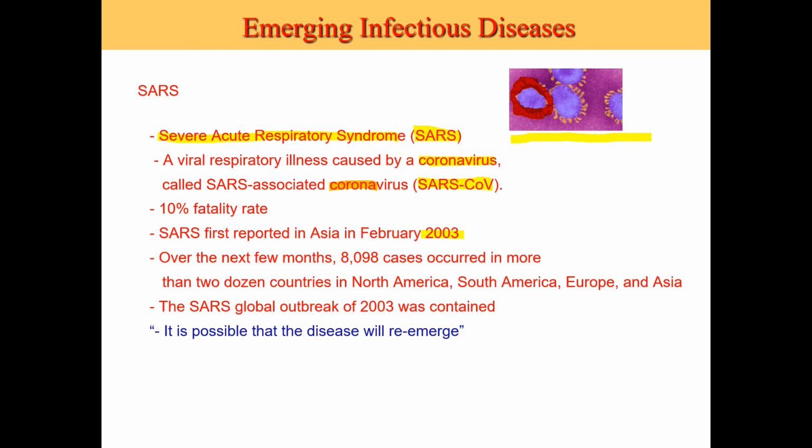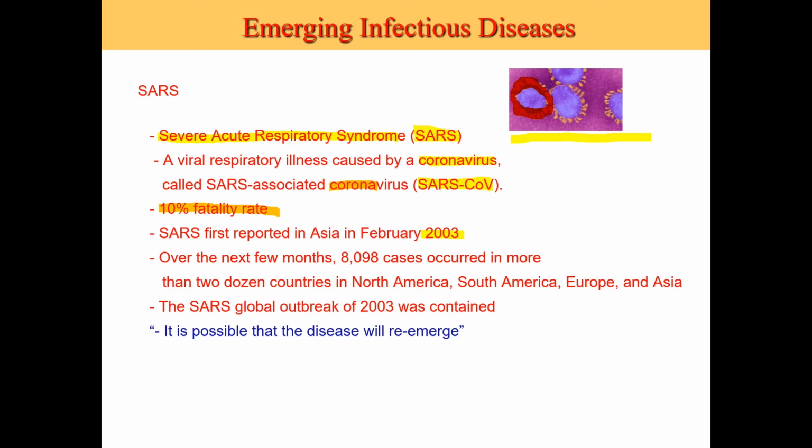Now this viral infection first appeared in China in 2003, and over the next few months spread rapidly to 24 countries all over the world. It was a pandemic. It spread into all these areas. The numbers were kept low because the symptoms were fairly strong and could be identified quickly. But there was a 10% fatality rate, which is very serious.